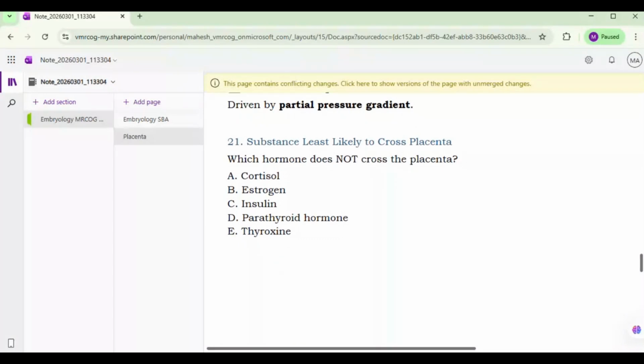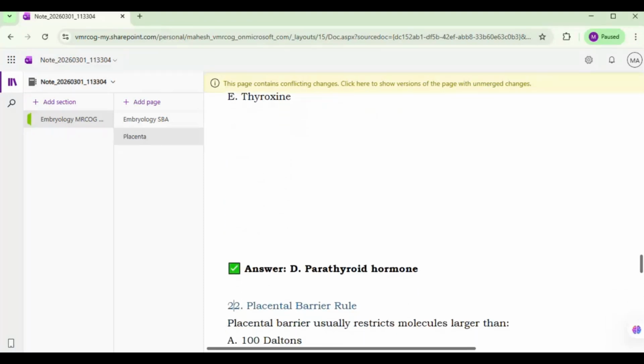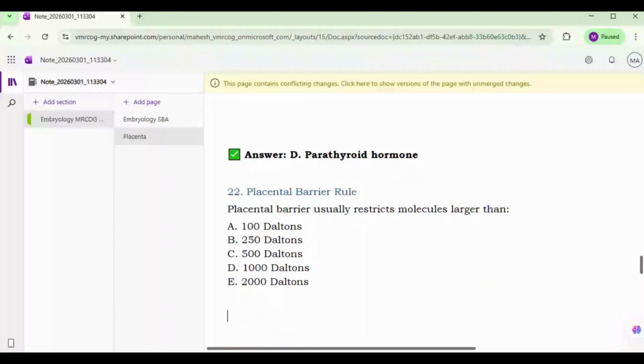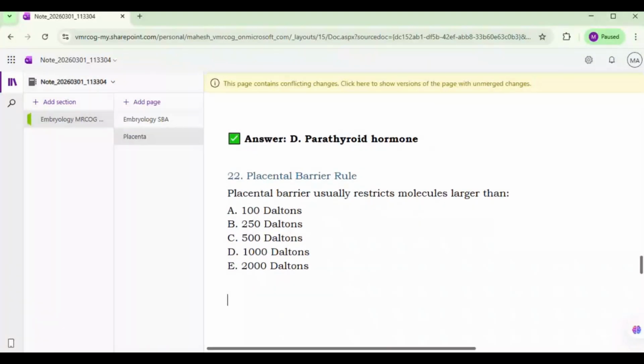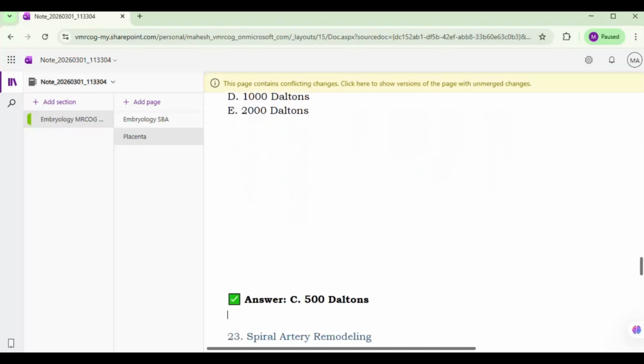Next. Which hormone does not cross the placenta? Parathyroid hormone, option D, and also calcitonin. Next. The placental barrier usually restricts molecules larger than 500 Daltons.